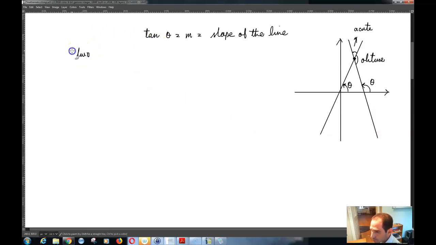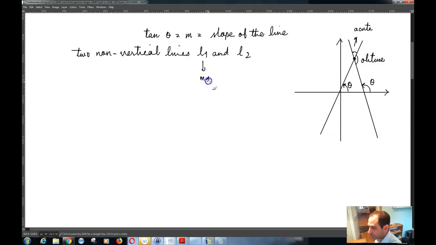You have these two non-vertical lines L1 and L2, and I'm going to call the slope of this line M1, and the slope of this line M2. And there is something which I suppose I forgot to mention here. There is something called the inclination of a line.